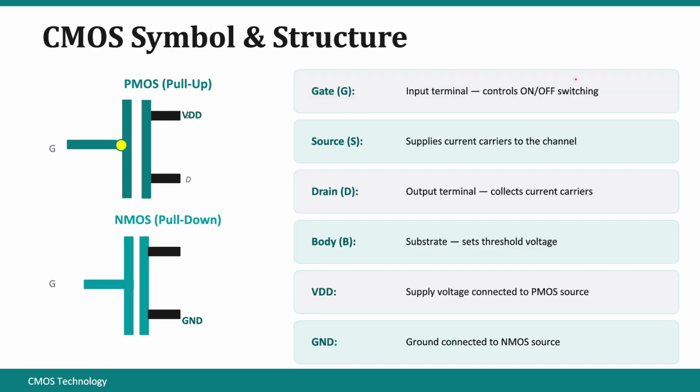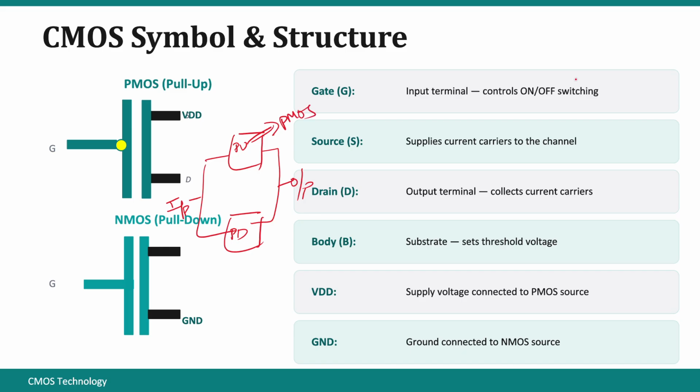So coming to the symbols. The CMOS structure has pull up and pull down circuits. We give the input and we collect the output. There will be a pull up network and a pull down network. The pull up network contains PMOS circuits and the pull down network contains NMOS circuits.